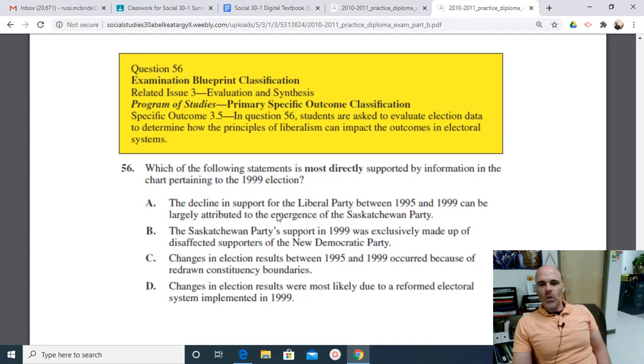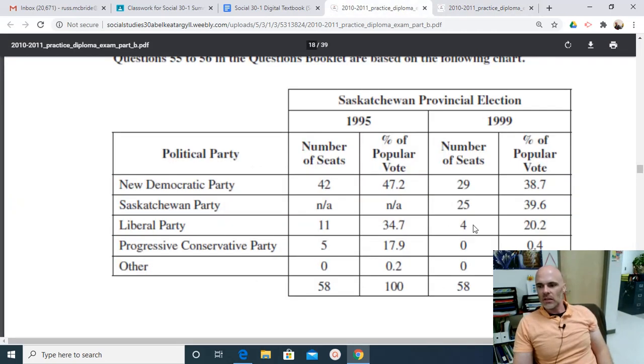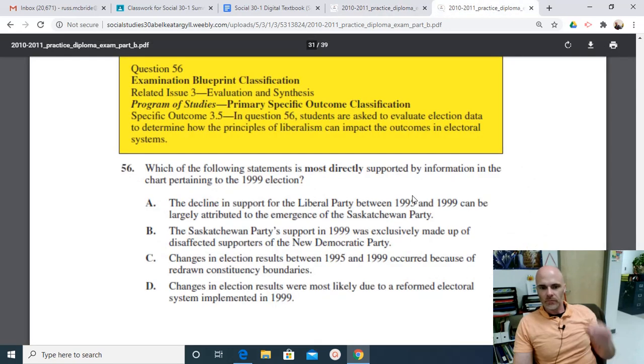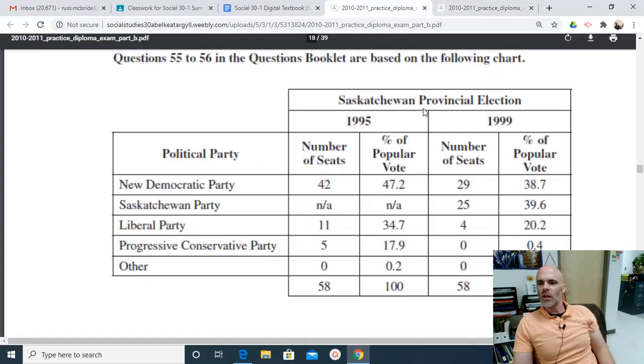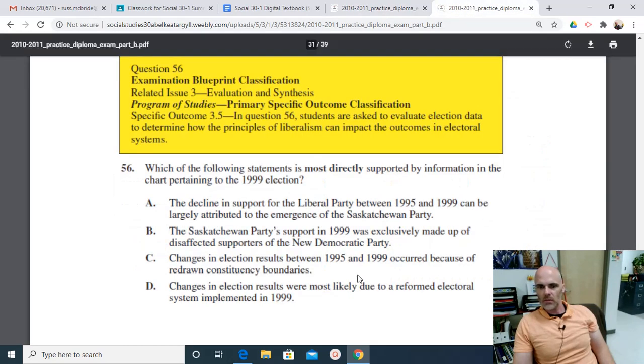Which of the following statements most directly, it's going to be something, the decline in the Liberal Party between 95 and 99 can be attributed to the rise of the Saskatchewan Party. They did decline. The Saskatchewan Party did go up, but so did these guys decline. These guys declined more. So, I mean, there is a pull to that. The Saskatchewan Party support was made exclusively, the word exclusively is a pretty big word, from disaffected NDP. Well, no, because that would only be like 9%, and the Saskatchewan Party had 39%.